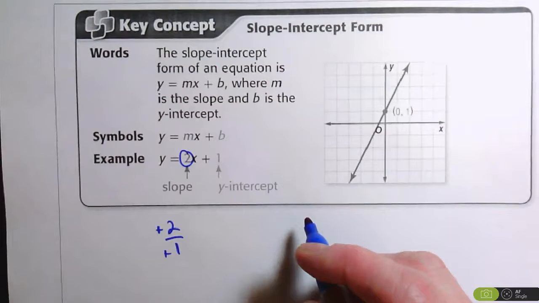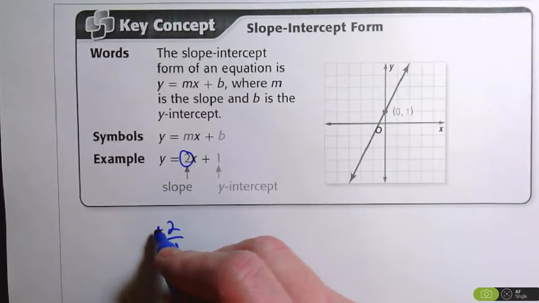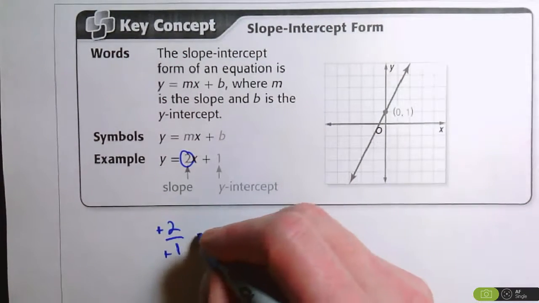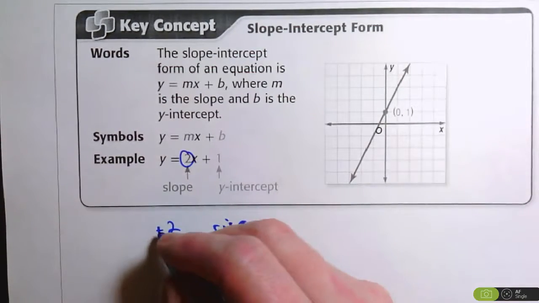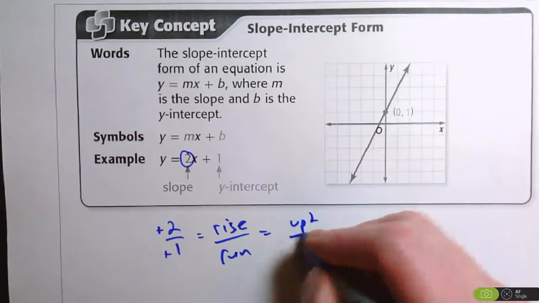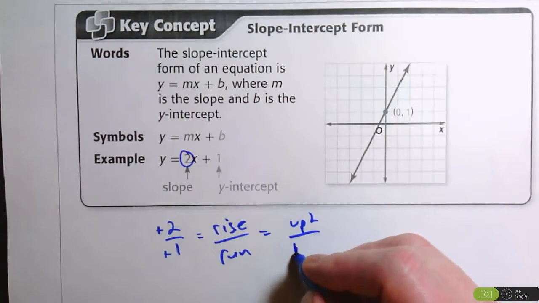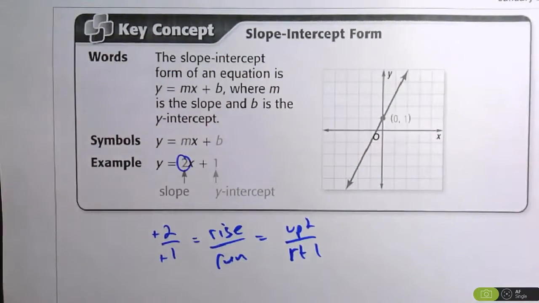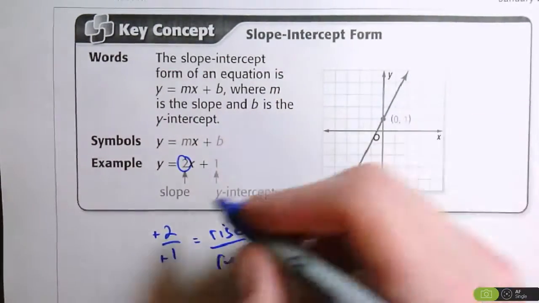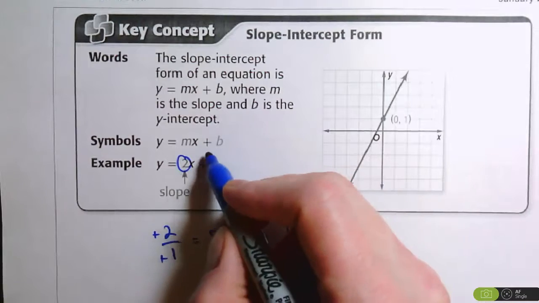Remember we talked about this in section 8.6. Slope, the numbers have a positive meaning, and this means a rise and a run. So if it's a positive rise, it means up 2. If it's a positive run, it means right 1. And if you look at this line here, you can see that it has a slope of 2. Now the y-intercept is 1, and that's the number on the end.